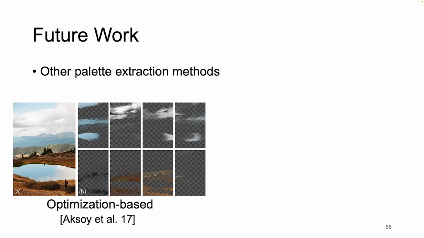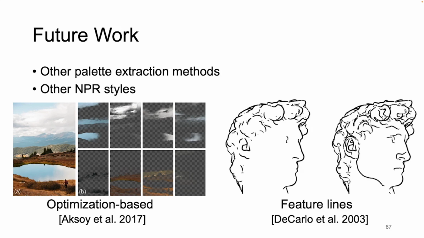In the future, we plan to investigate optimization-based color editing approaches and ways to incorporate visibility into them. And also, we plan to consider other NPR styles such as feature lines. In this direction, we will further investigate ways to leverage density field information.